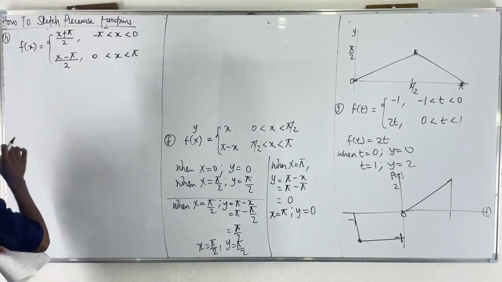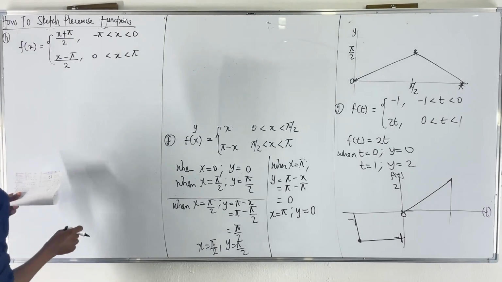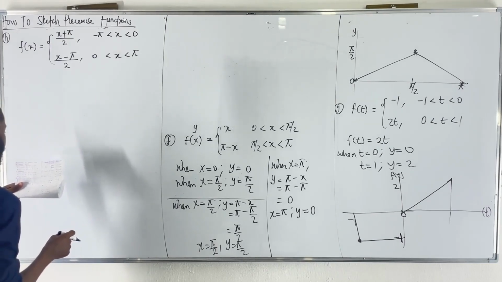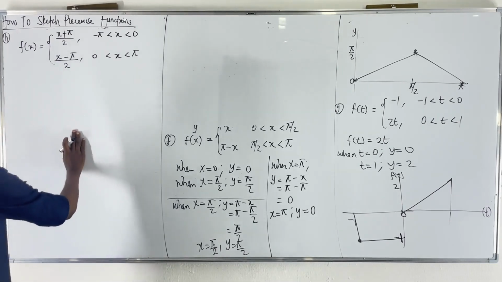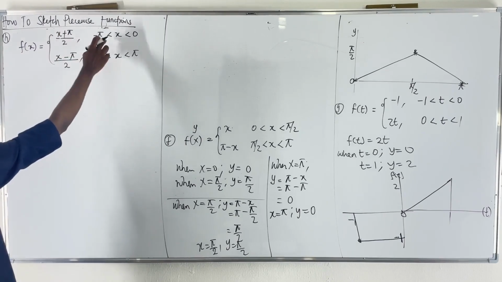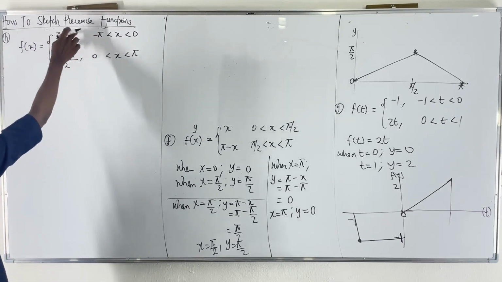So for this one, I'm going to do much more fast. So let's see. For this one, we have this. So let's start with the first one, x plus pi over 2.